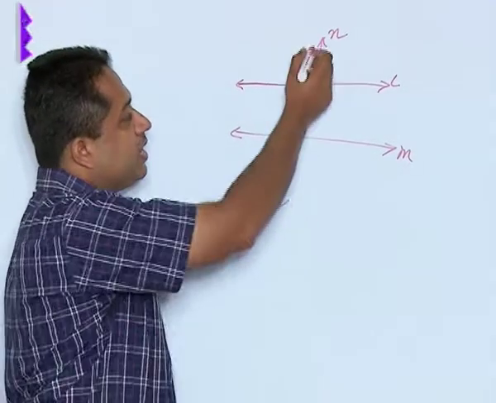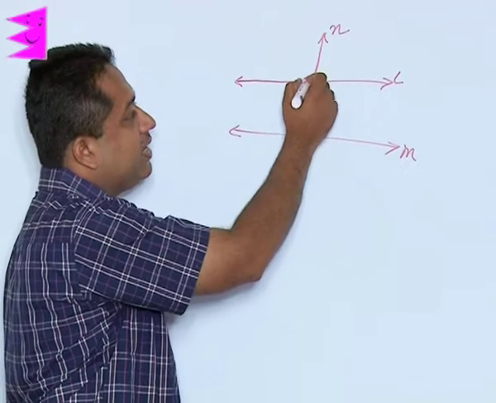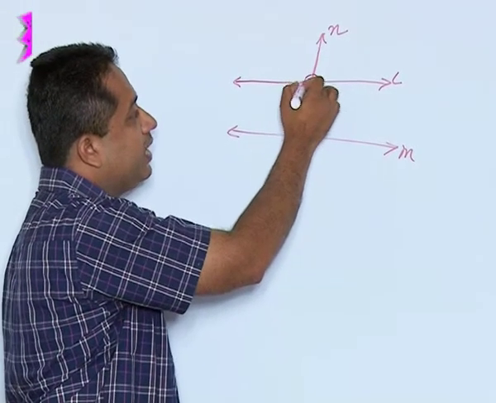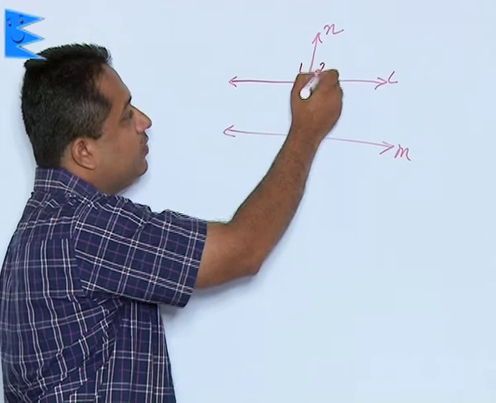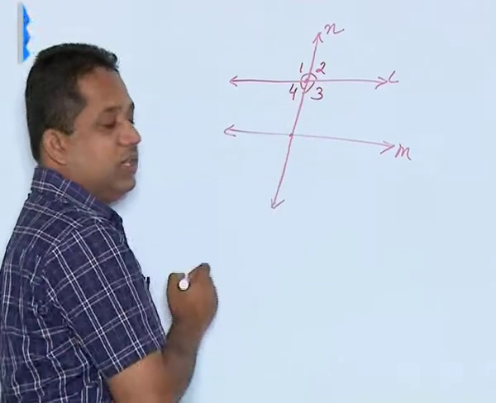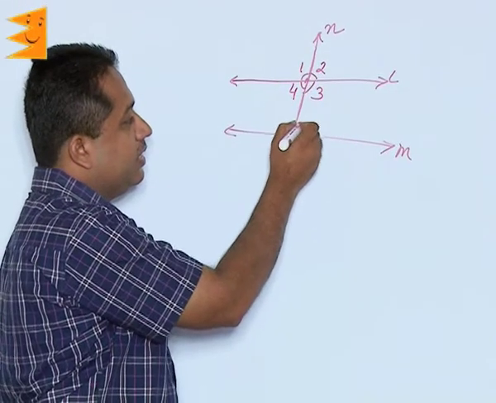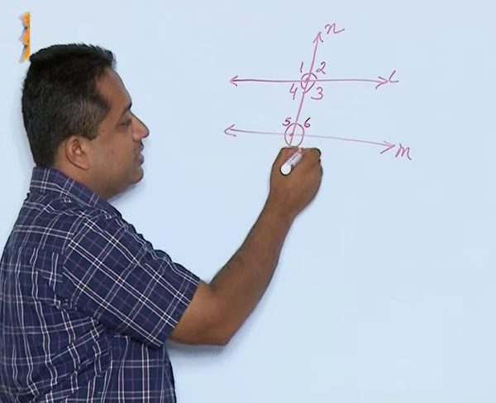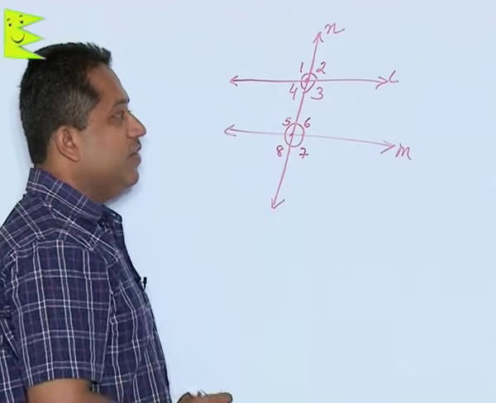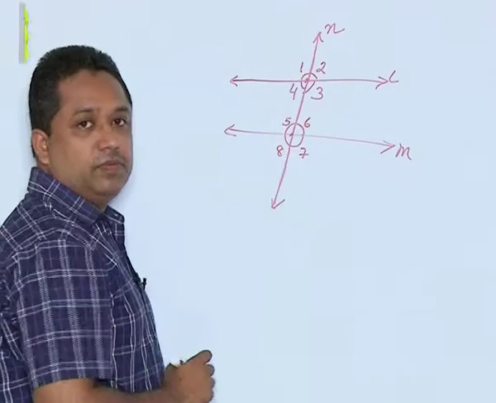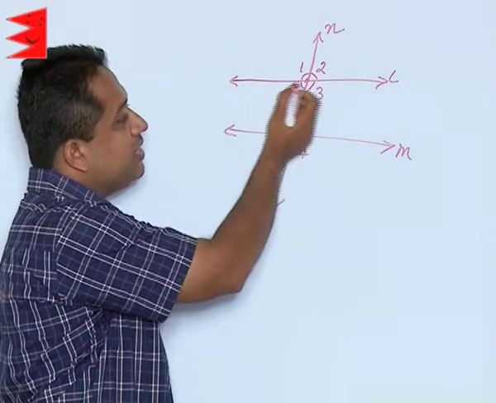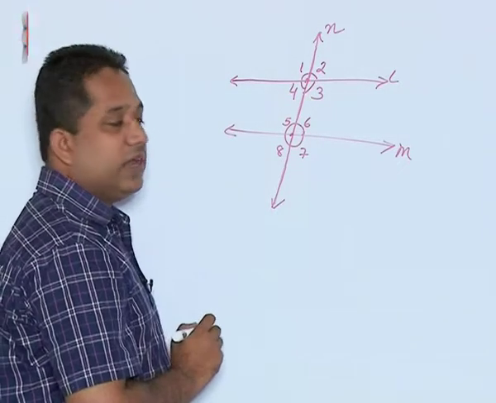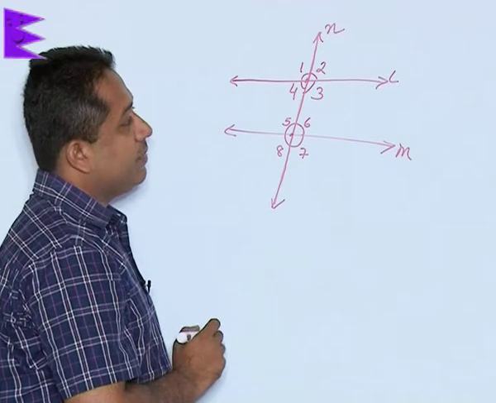Now, when they are cut by a transversal, you will find that there are 4 angles formed here. So, let us number these 1, 2, 3 and 4. Let us number this as 5, 6, 7 and 8. So, we have 8 angles in all. Now, there are some relations between these angles. So, let us find out what these relations are.